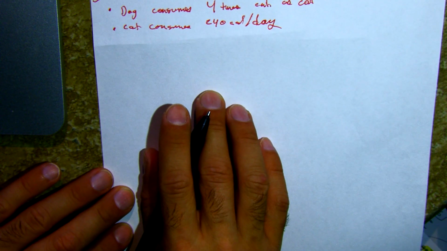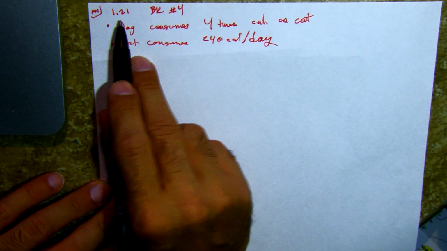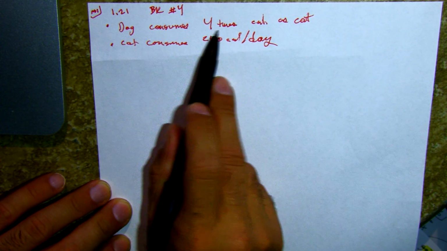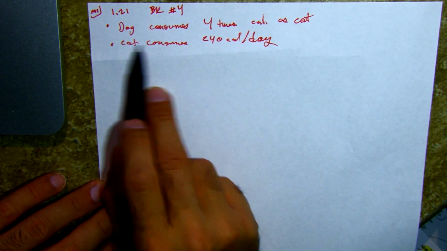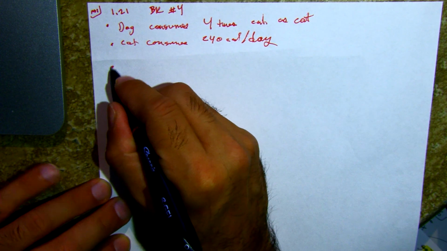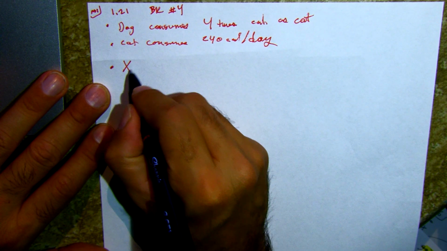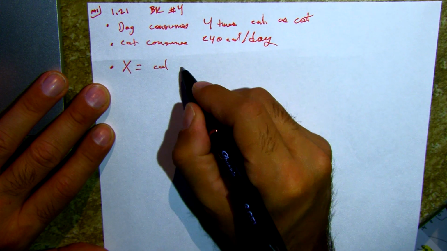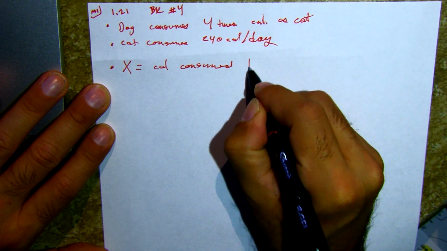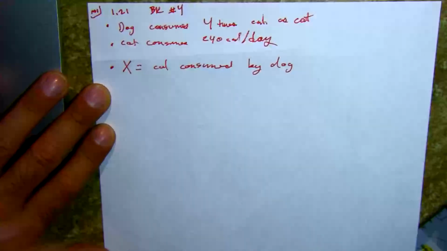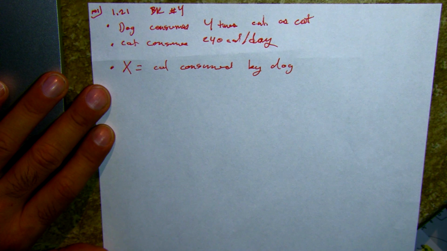So again, we're in section 121 in the book, number 4. The dog consumes 4 times as much calories as the cat. The cat consumes 240 calories a day. The question is, X is equal to calories consumed by dog. Okay. So once you have the 3 bits of information, sorry it was hard to write on that little piece of a table I was using. But once you have the 3 pieces of information, then just read it again and think about it.